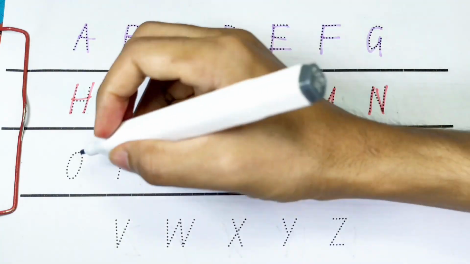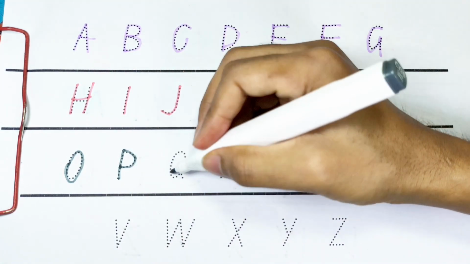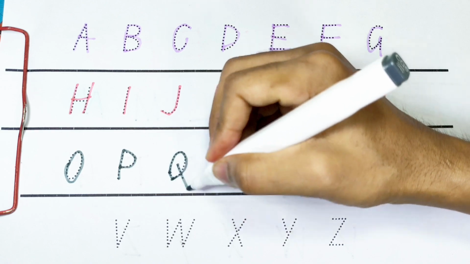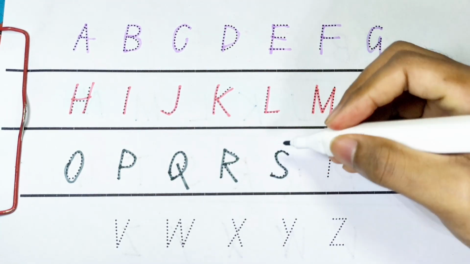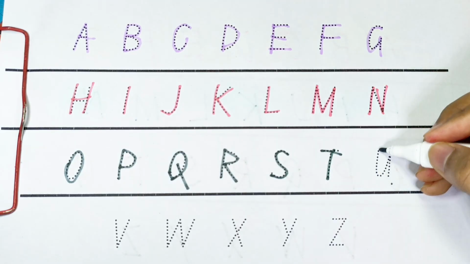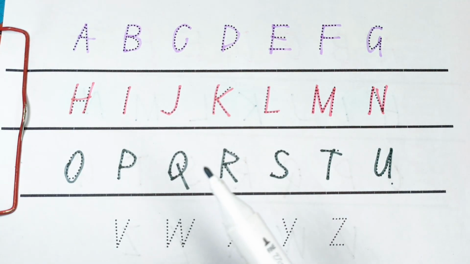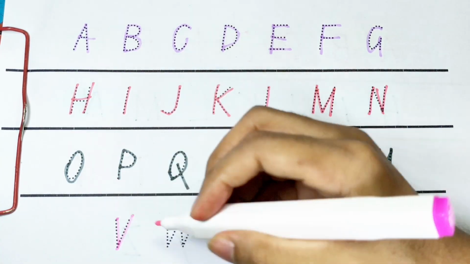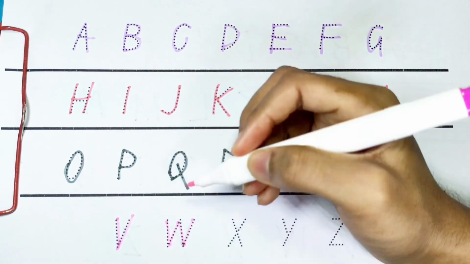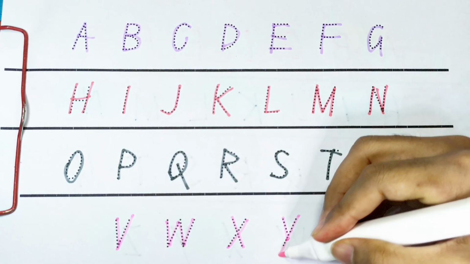Cool gray color. O for octopus. P. The next one is Q. Now we draw the alphabet of R. S. The next one is T. U for umbrella. The next one is V. V for van. Pastel pink color. The next one is W. W for wolf. X for Xmas tree. Y. And the last one is Z.